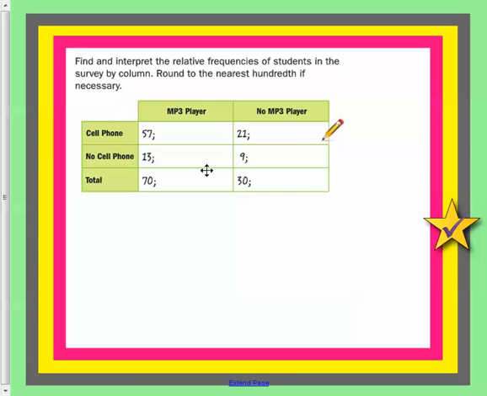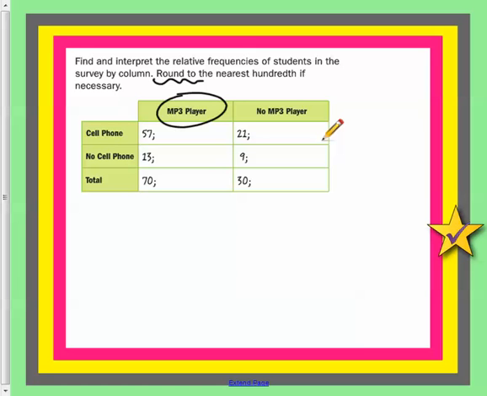Okay, so find and interpret the relative frequencies of the students in the survey column, round to the nearest hundredth. So we just did the cell phones. Now it's your turn to do the MP3 players. You're taking this 57 and you're looking at your totals of 70. Okay, go ahead and try it, and I'll be back in just a second to show you the answer. Make sure you round to the nearest hundredth if possible.